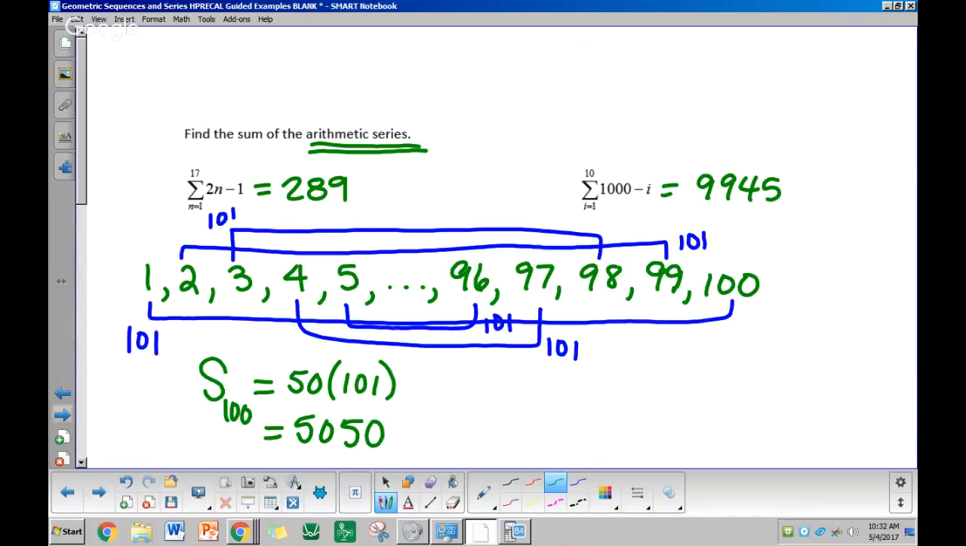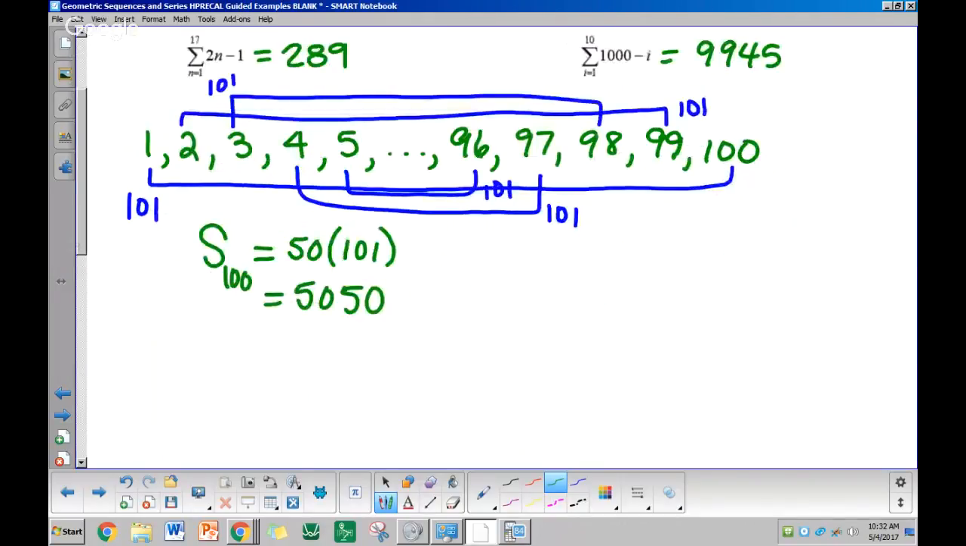So he saw a pattern when adding an arithmetic list of numbers. What if it's odd? Does it matter? But then you can't pair it. It'll always work out.